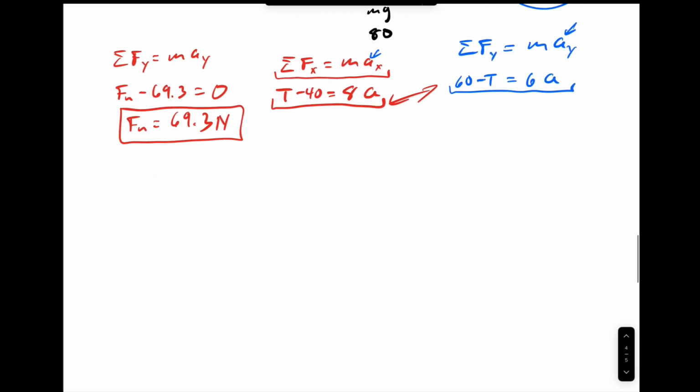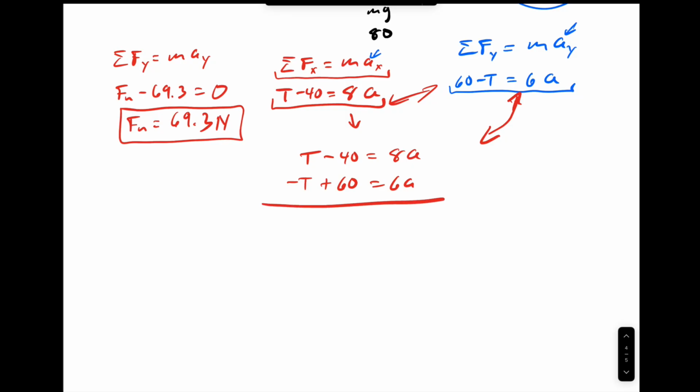So let me scroll up a little bit. And we write T minus 40 equals 8a. That's this one. And then negative T plus 60 is equal to 6a. Now notice I didn't change this equation at all. I just wrote it down there, but I put the T in the front to make it obvious that it's going to cancel out when I add the equations together. So that's gone, and I get 20 is equal to 14a. Now when I divide both sides by 14, a is going to be equal to 1.43. And the unit would be meters per second squared.